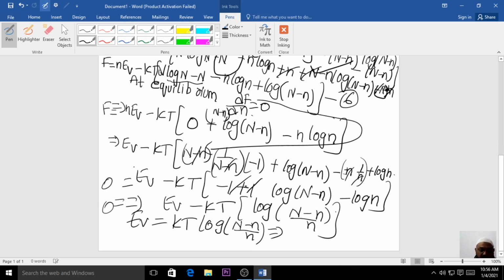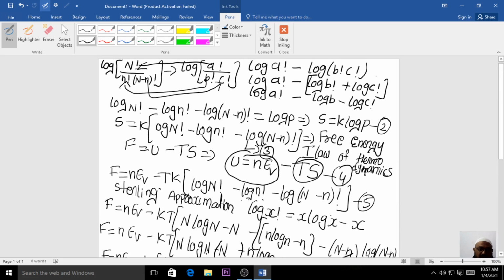Now this will be EV by KT is equal to log of (capital N minus small n) by small n. Now this implies you can write: exponential of EV by KT is equal to (capital N minus small n) by small n.